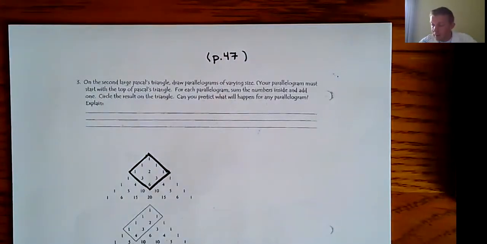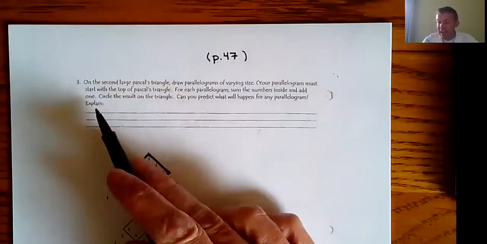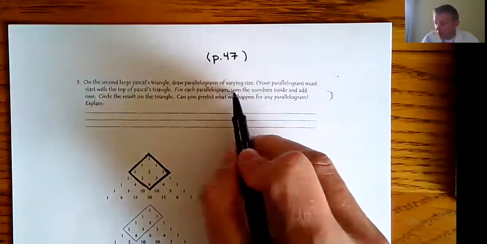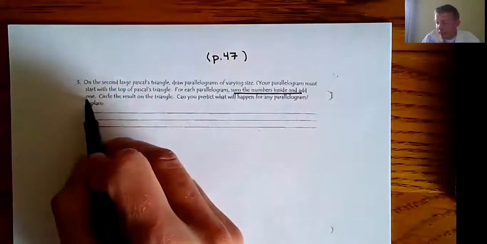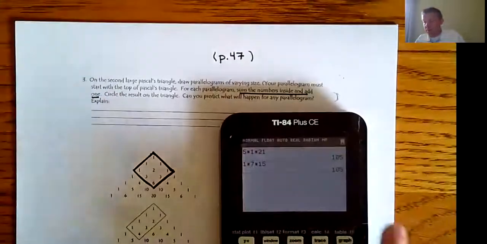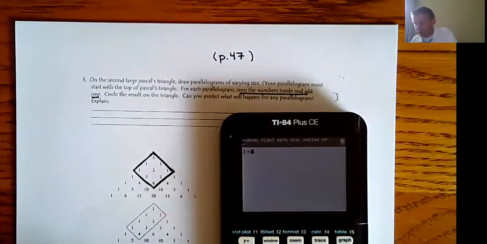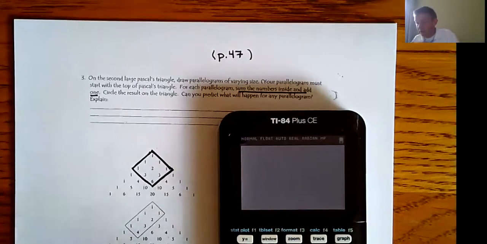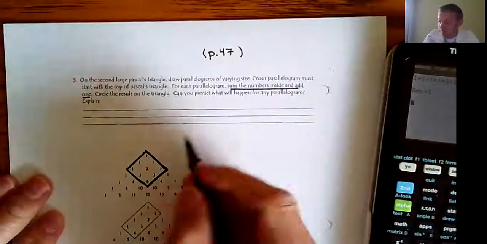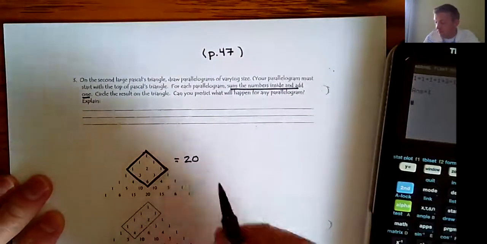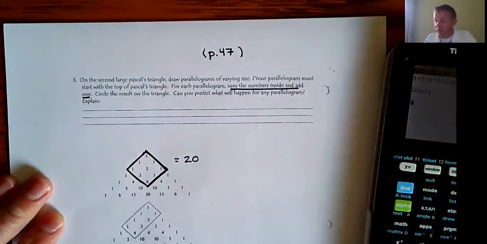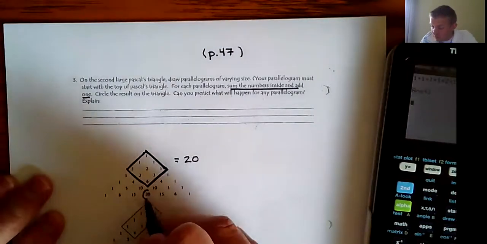For each parallelogram, sum the numbers inside and add 1. So that's what we're supposed to do. Sum the numbers inside, add them together, and then add another 1. So for this one, I'm going to do 1 plus 1 plus 1 plus 1 plus 2 plus 1 plus 3 plus 3 plus 6. That's the sum inside, add 1. I get 20. Circle the result on the triangle. There it is.